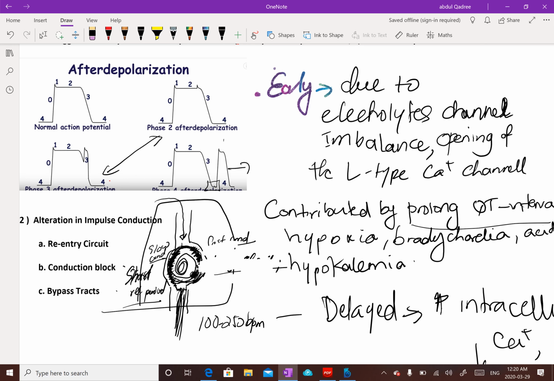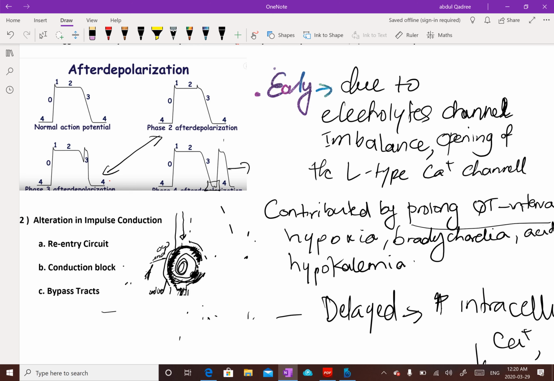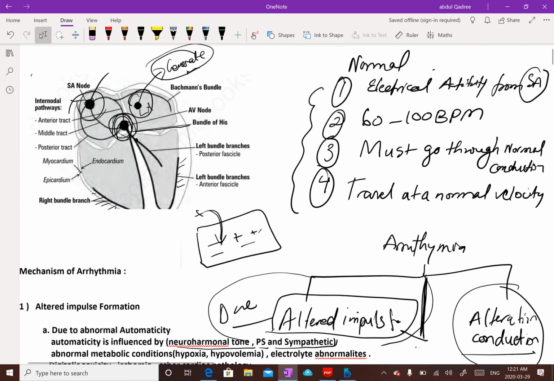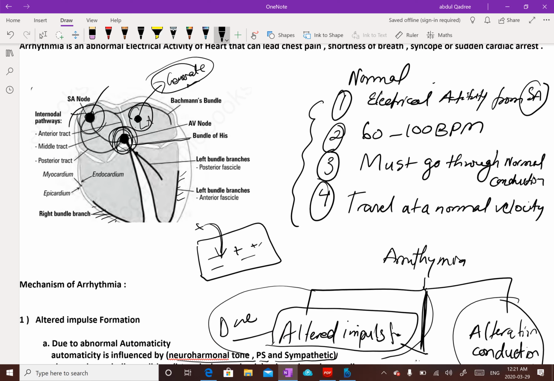This is a little bit confusing, but let me explain some other reasons why impulse conduction is abnormal. Another reason that the impulse can be conducted abnormally is, of course, a conduction block. For example, let's say we have the AV node, let me take this picture back. If we have the AV node and, for example, due to ischemia, the AV node has been damaged, or due to some sort of trauma or something like that, or fibrosis or some idiopathic reasons, the conduction system has been fibrosed.